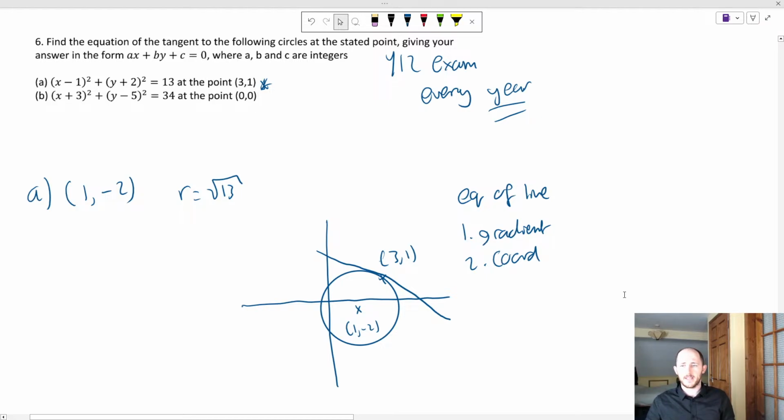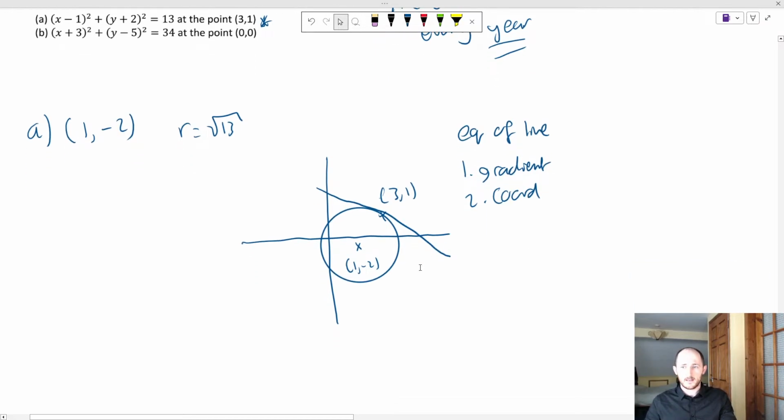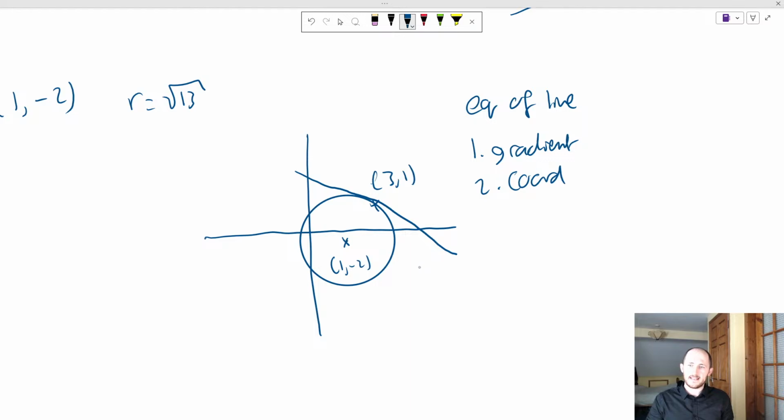It's not bad. The trick is the radius will always meet the tangent at 90 degrees. So they are perpendicular to each other, okay? That's the key thing. Now you know that, and when I show you how to do it, you'll be able to do this every single time, guaranteed.